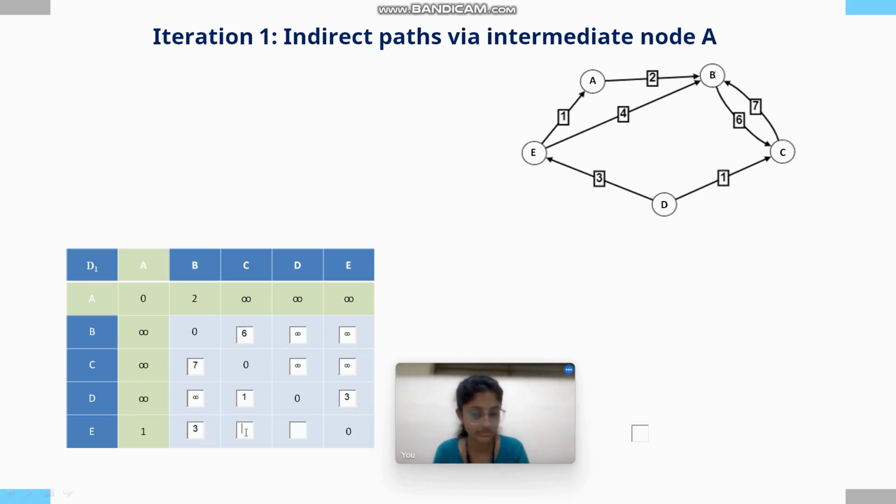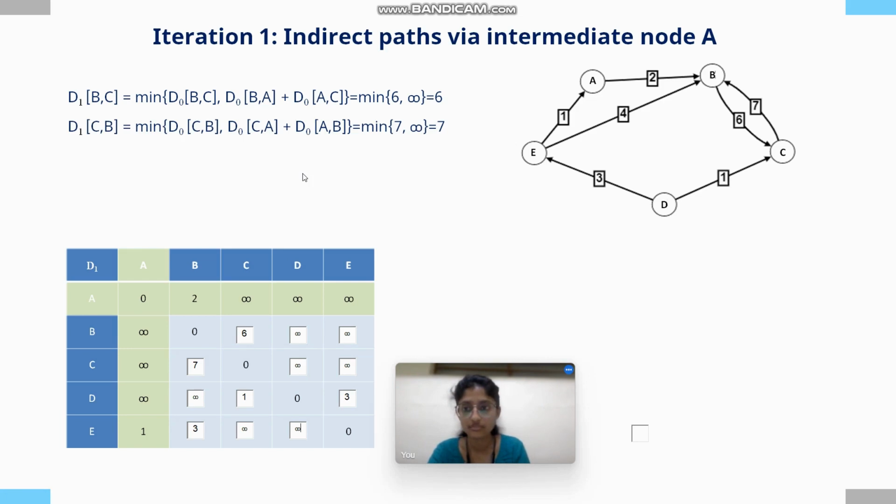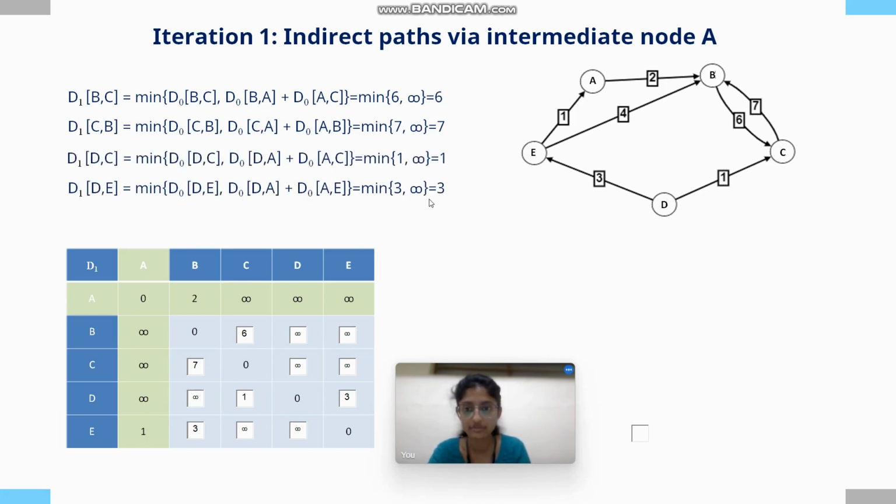And now the rest of the entries will continue to remain as they are. This will be infinity. This will be infinity. I have just shown that here. See, d b comma c is minimum of d naught of b comma c, d naught of b comma a plus d naught of a comma 6. That will be this. Next, further we have these entries as they are. I have already entered them. 6, 7, 1, 3, 3.